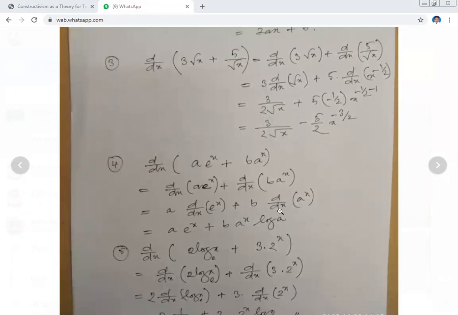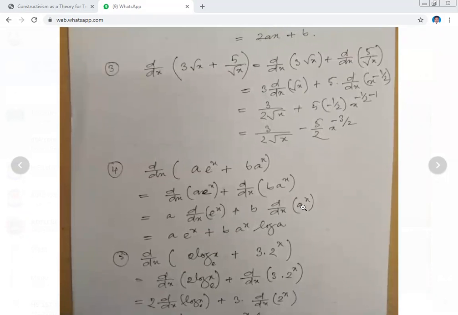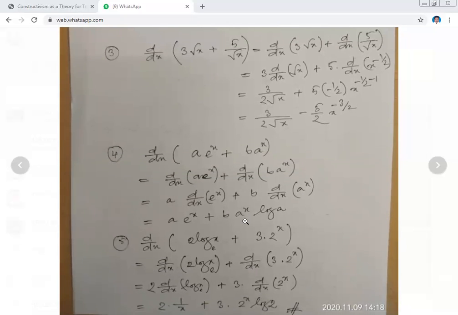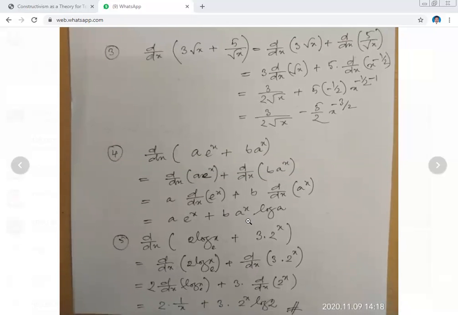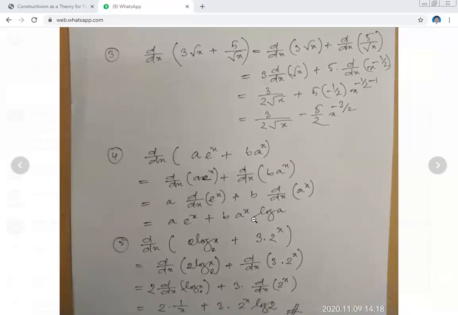In the second one, d/dx of a to the power x, there is again a different formula. The derivative of a to the power x is a to the power x log a. This is the formula, a to the power x log a. Thus this result is written from the given standard formula.